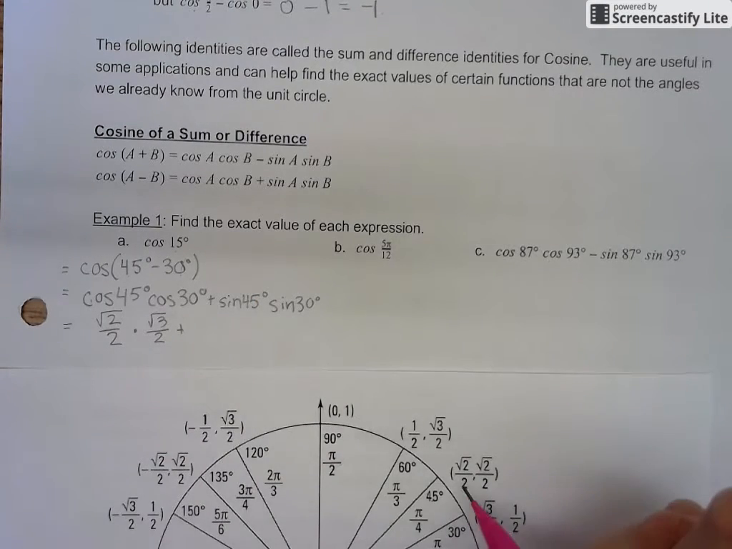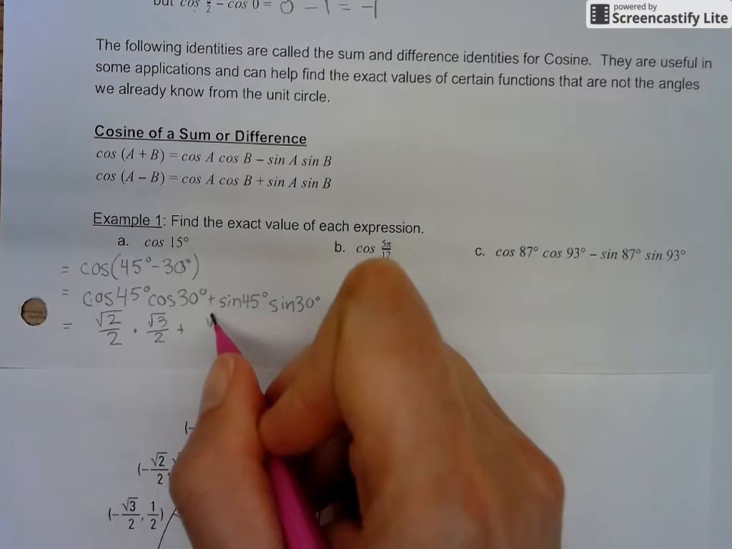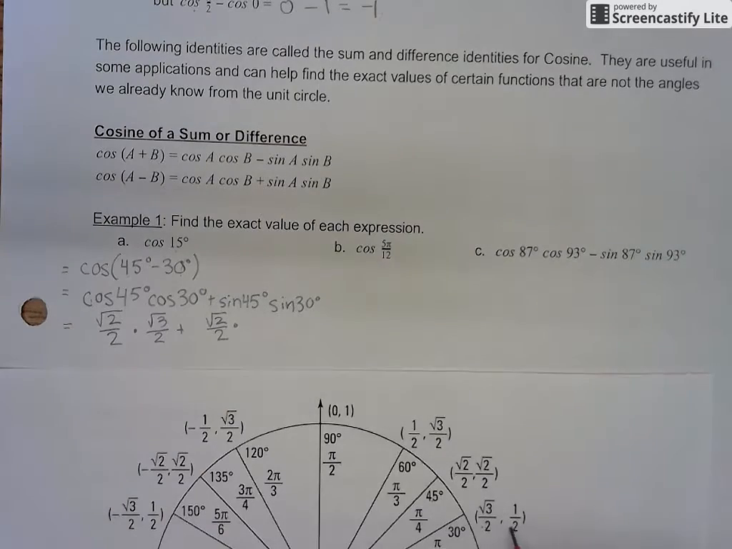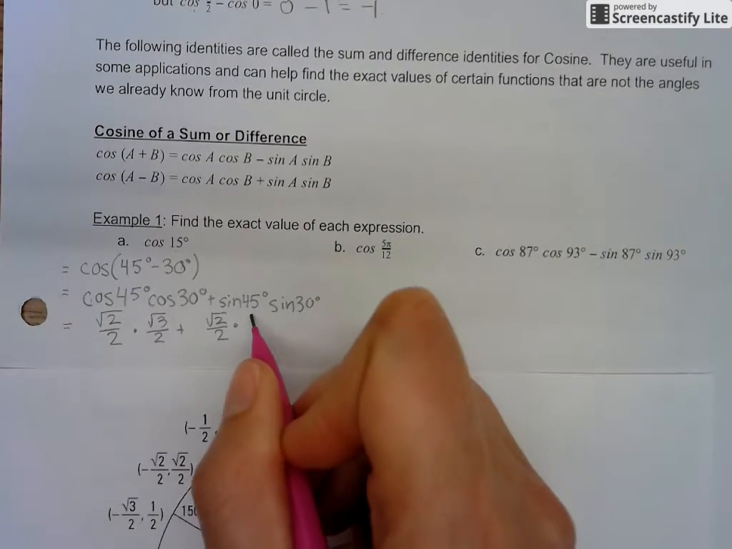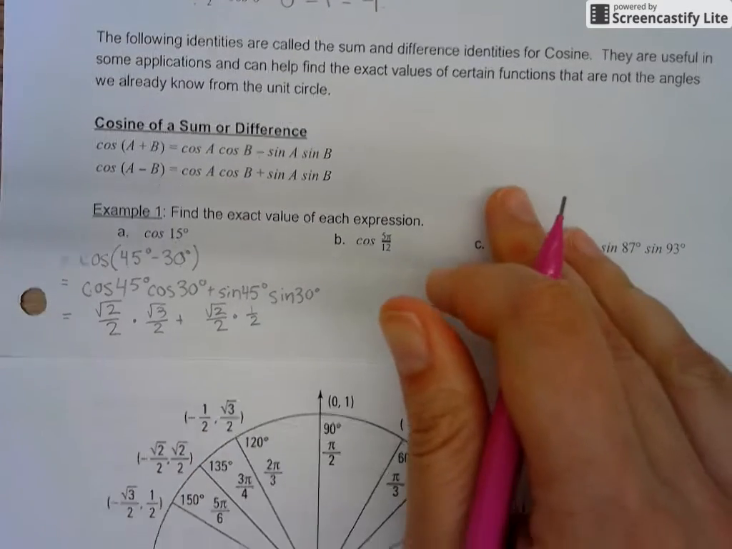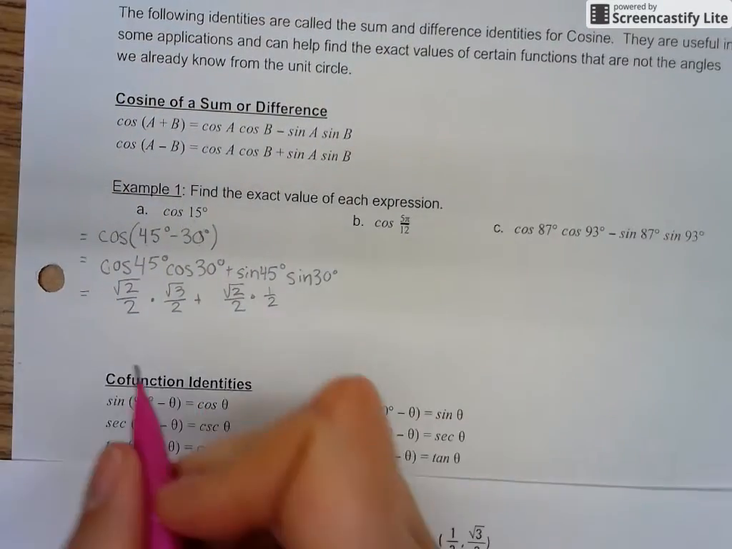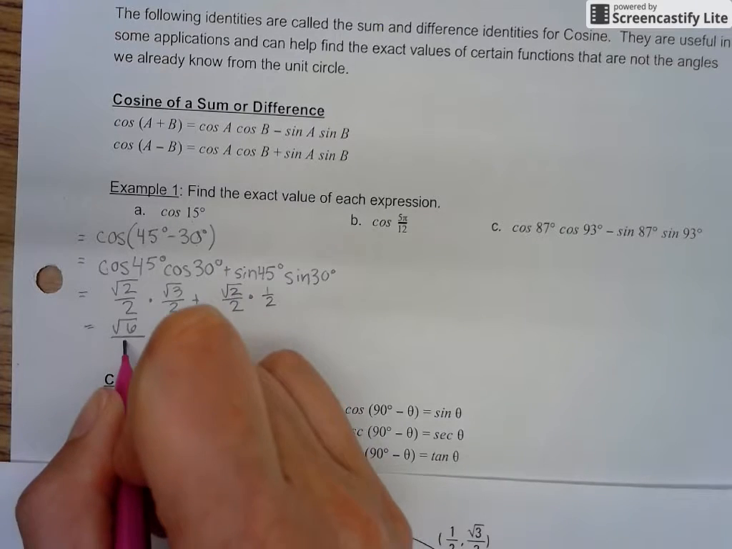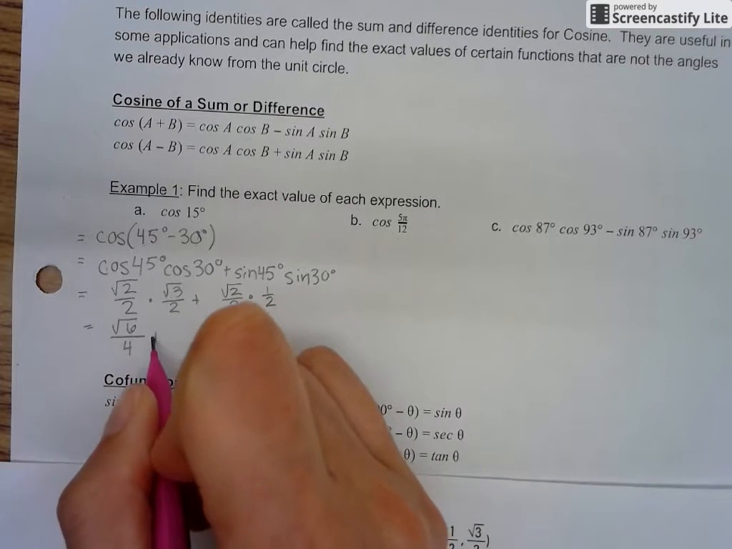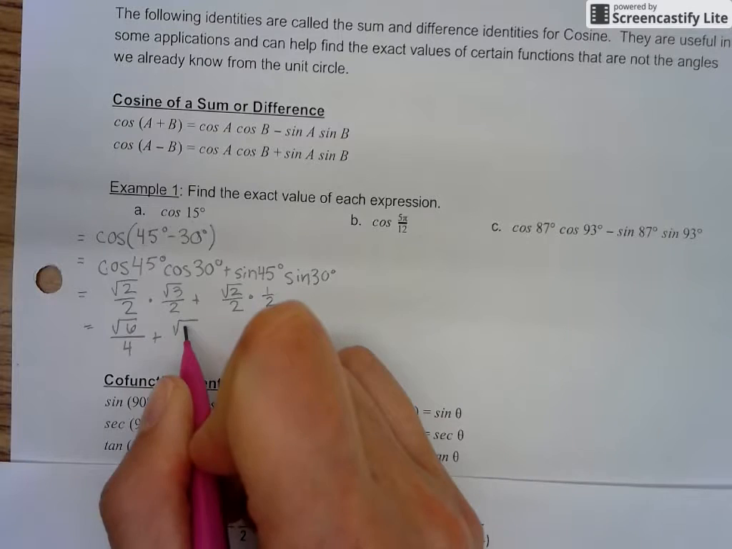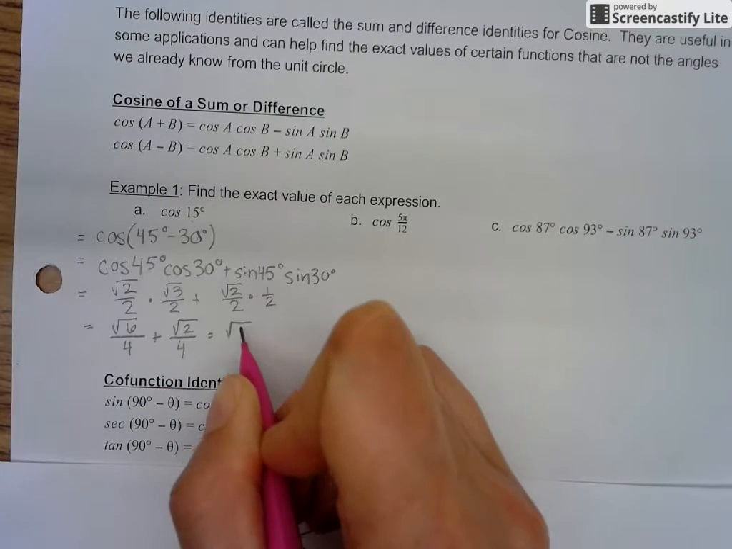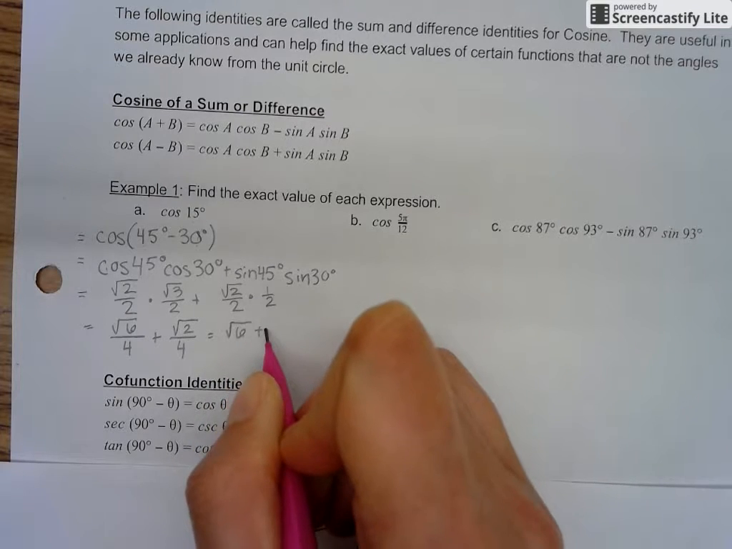The sine of 45 degrees is root 2 over 2. And the sine of 30 degrees is 1/2. So then to simplify this, root 2 times root 3 is root 6. 2 times 2 is 4. So we've got root 6 over 4 plus root 2 times 1 is root 2 over 4. They have a common denominator, so let's just put them all over that common denominator.